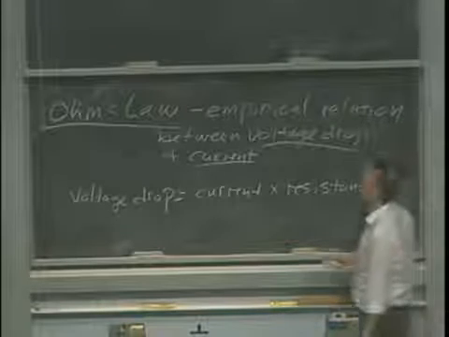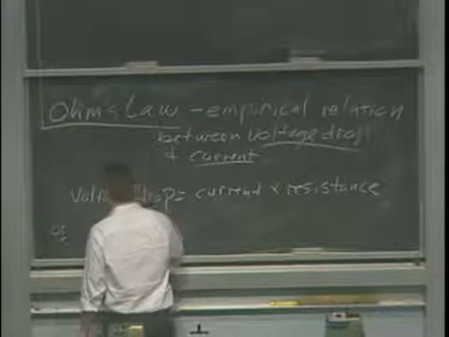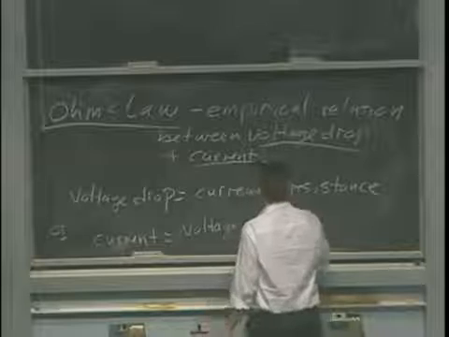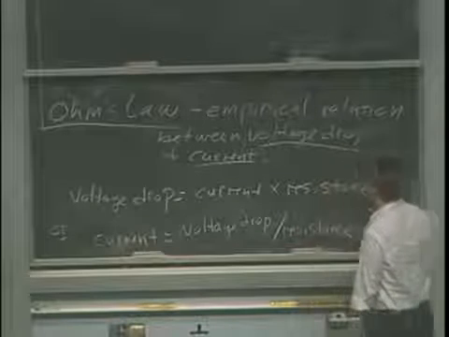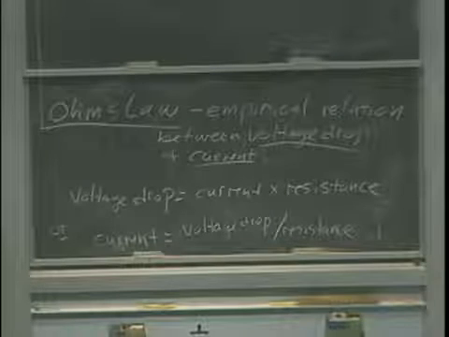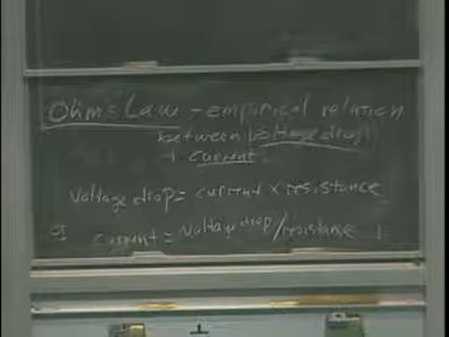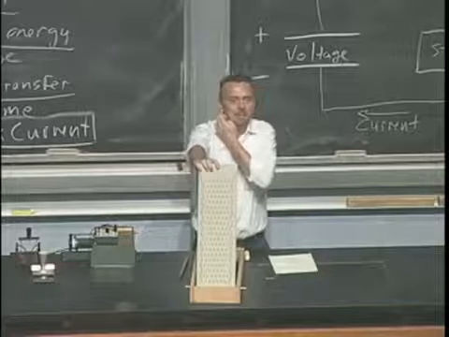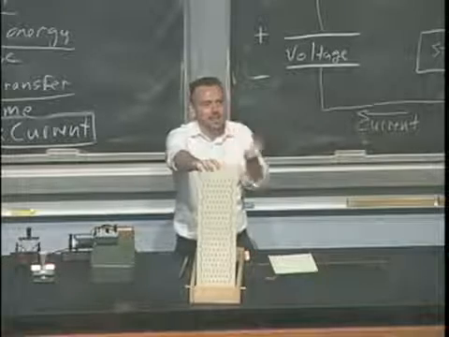So that is the empirical relationship, or we can turn that around and say the current is equal to the voltage drop divided by the resistance. The second one is maybe a little more intuitive to understand. It tells you that the amount of current flowing through this resistor is going to be higher the higher the voltage drop is. So the higher I pick this up, the faster the current can flow through there. The current is proportional to the voltage drop, and inversely proportional to the resistance.